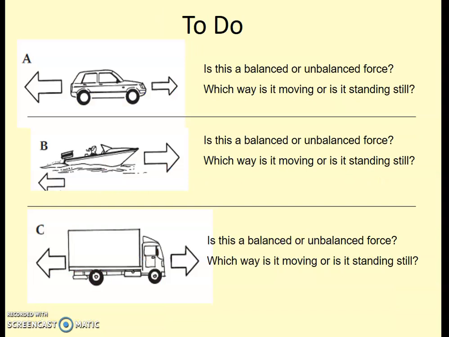Okay, so we're going to have a go just to see if you can recognise balanced or unbalanced forces and which way it will be moving. Have a look at the arrows. So a bigger arrow would mean that that is the bigger force, and a smaller arrow means that's obviously the smaller force. So you've got 3 pictures there. What you need to do is say whether it's balanced or unbalanced and say which way it is moving, or is it standing still. So pause the video and have a go at those 3 different scenarios there.